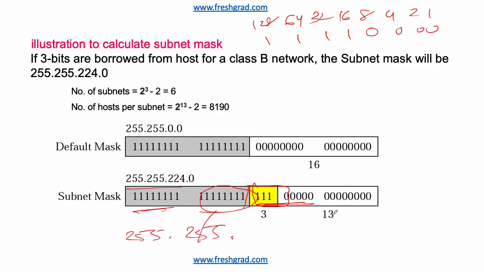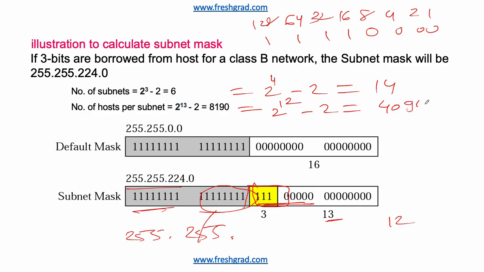So our host ID will become 16 minus 4, because we are borrowing 4 bits. So this is 12 bits, right? And here we are doing 2 raised to the power 4 minus 2. What is that value? 2 raised to the power 4 means 16, minus 2 is equal to 14. And now we are doing 2 raised to the power 12 minus 2. 2 raised to the power 12 is 4096. So 4096 minus 2 is equal to 4094.